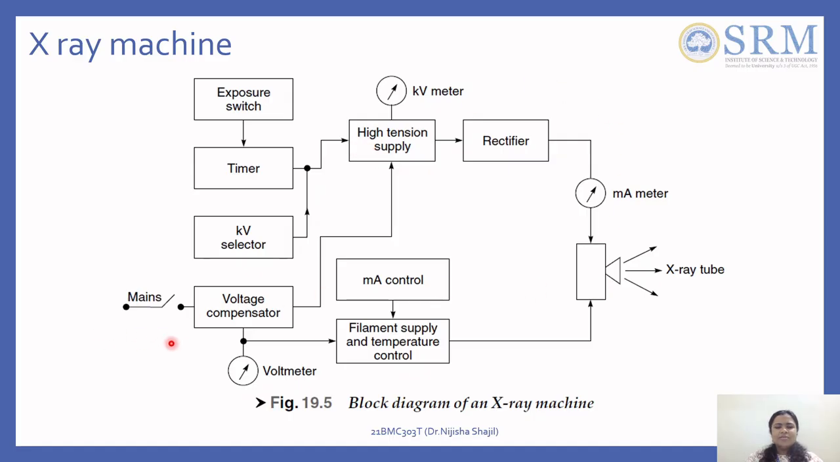On the other side, for the high tension supply, you have the voltage compensator, and on the other side you have the filament. You have to heat up the filament to produce the electrons. So you have the filament supply. This is again taken from the mains, and here the milliampere control is taken. Based on the kilovolt selector and the milliampere, you can decide the energy of the X-ray. This is the overall block diagram of the X-ray machine.